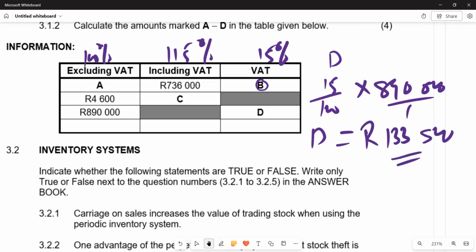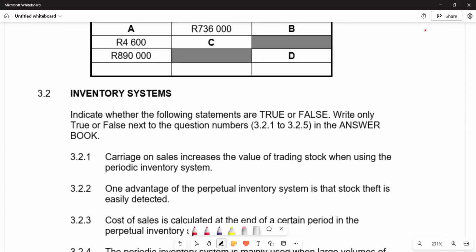Then obviously we want to move on to the next part of the question, which is on inventory systems. Let's just try to go there and see how to go about it. On inventory systems, we have to indicate whether the following statements are true or false. Write only true or false next to the question numbers, that is 3.2.1 up to 3.2.5 in the answer book. So the first part of the question, 3.2.1, reads: carriage on sales increases the value of trading stock when using the periodic inventory system.